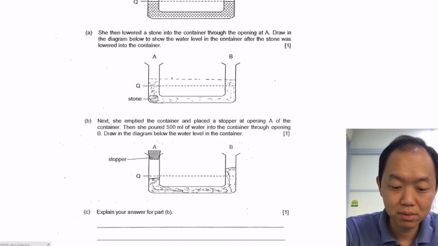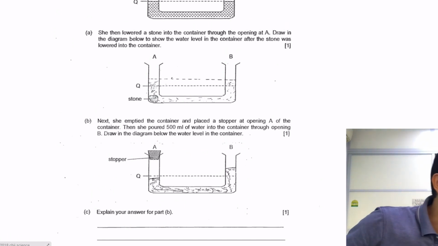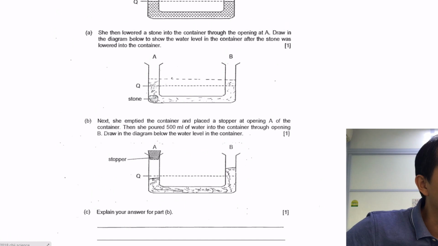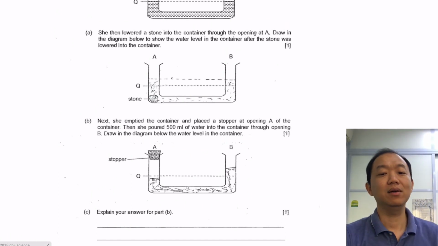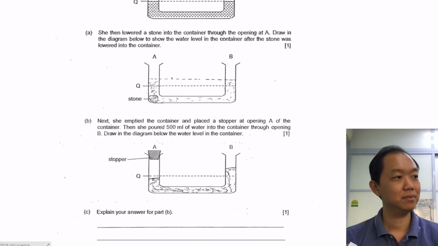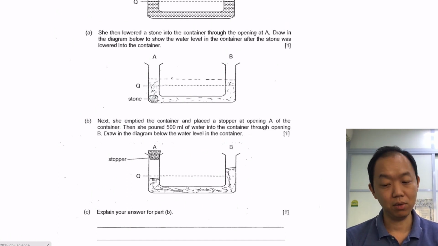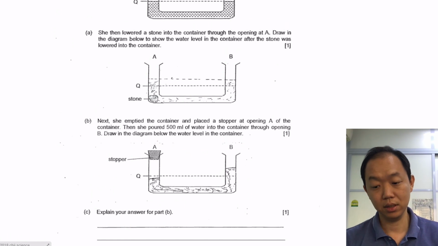Do you understand what they said? Do you understand what they did? You don't understand what they did? Okay, let me read again. I also don't really understand. So at first there's water. Put stone, water level goes up. Now the water level goes up on both sides. Both sides, water level increases.